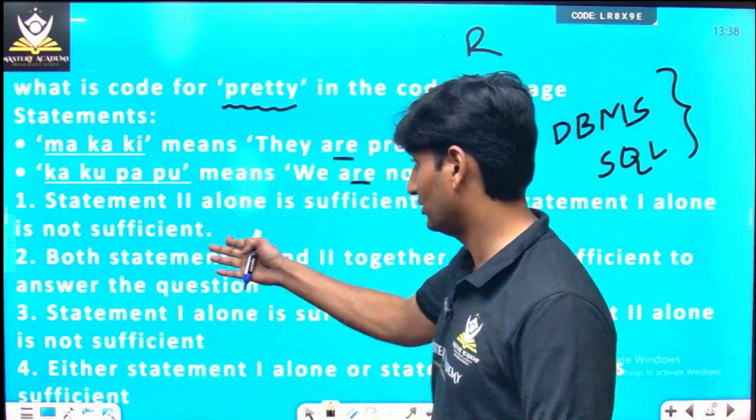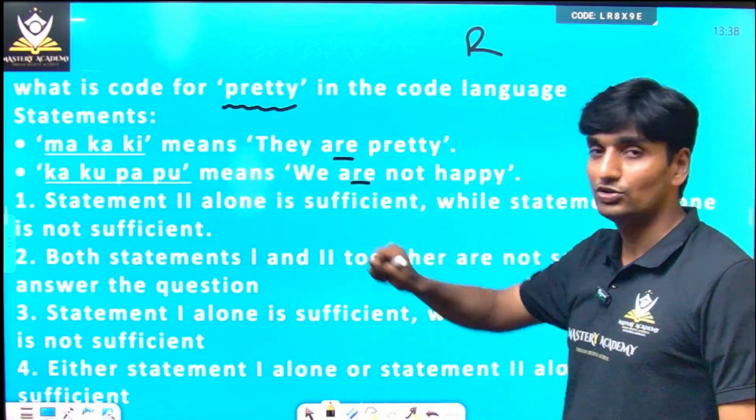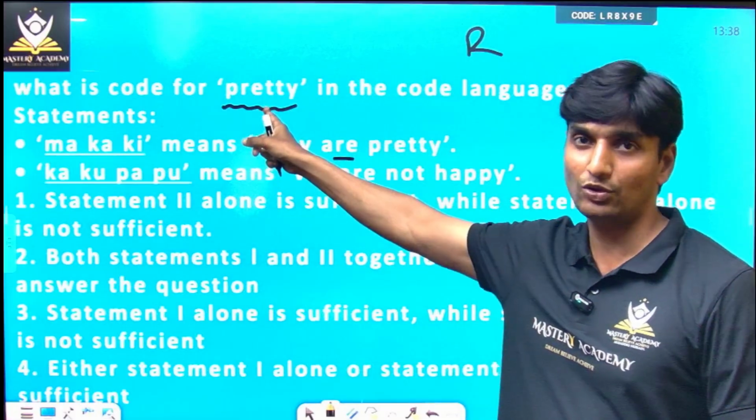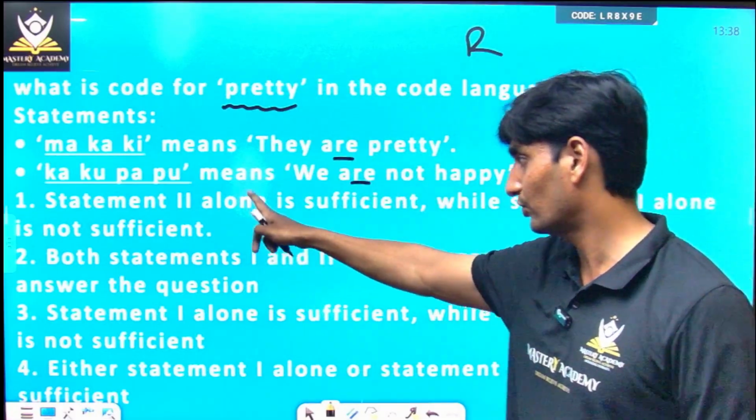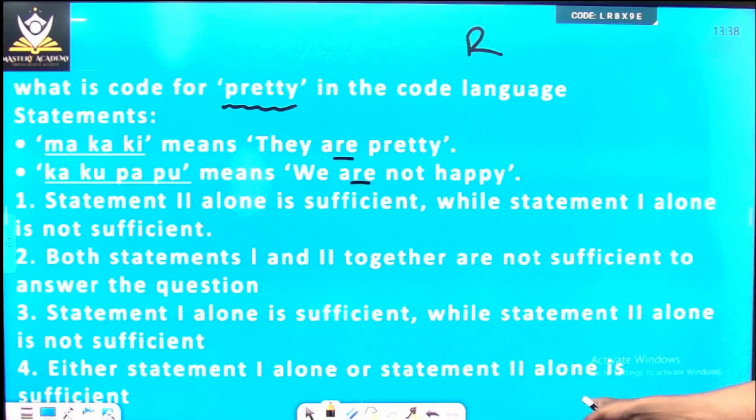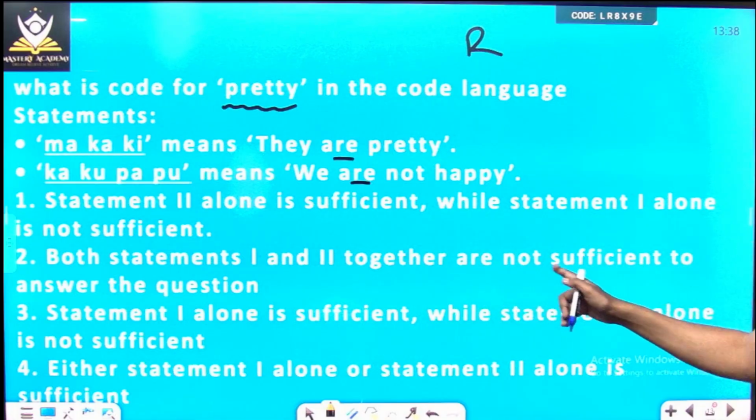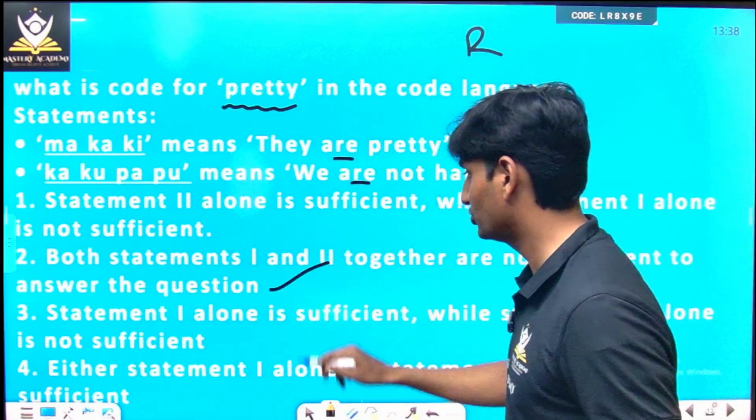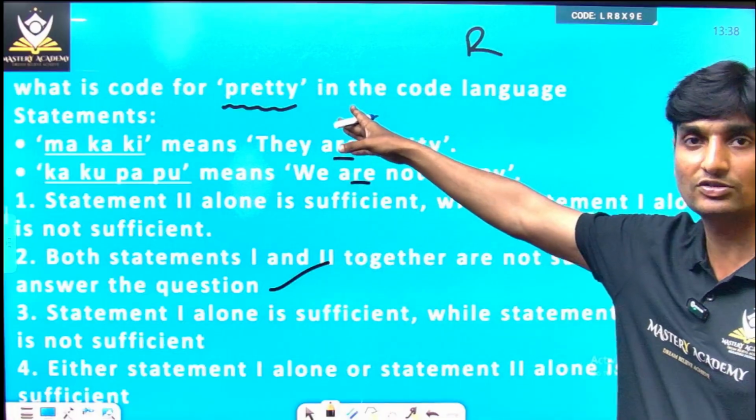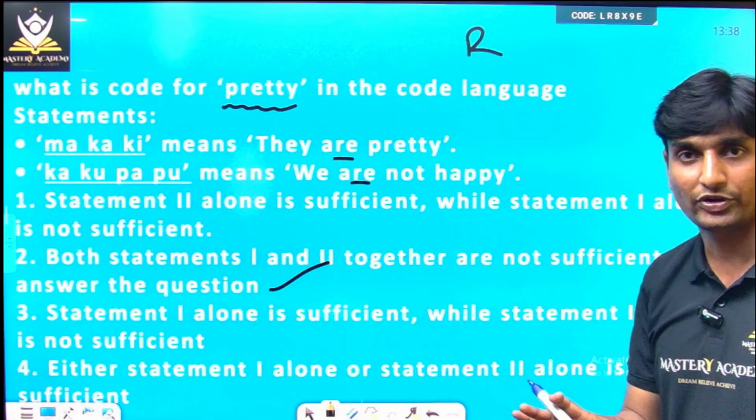Now coming back here, data sufficiency: both statements 1 and 2 are not sufficient for us to identify the code of pretty. So you will have to look for the option, either statement 1 alone or statement 2 alone, or both together. Option B, both 1 and 2 are not at all sufficient to answer this question or to identify the code of this particular word pretty, okay.